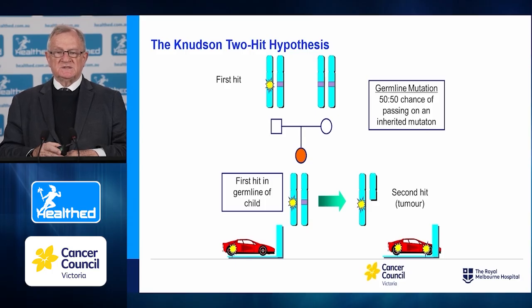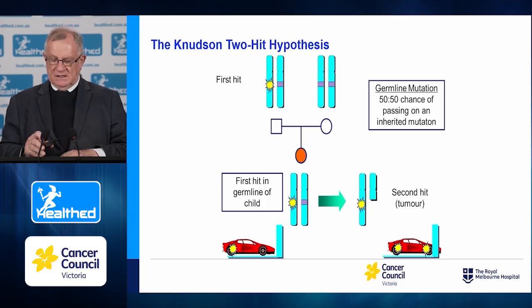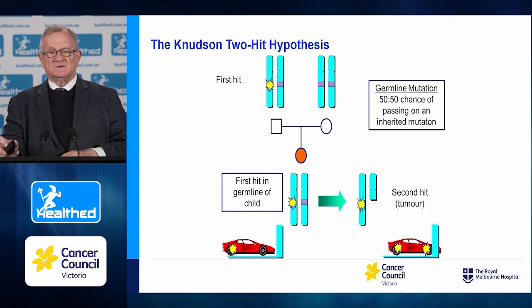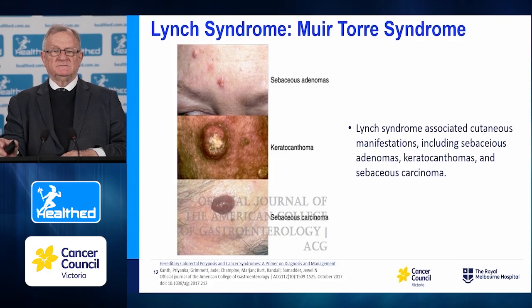This depiction, the second hit, is depicted as a loss of heterozygosity or a deletion of a part or all of that MLH1 gene, incapacitating that allele, which then would lead to total loss of capacity to function of the MLH1 gene in that cancer, and hence the accumulation of mutations leading to the microsatellite unstable cancer. So the Knudson second hit hypothesis is widely applied in cancer genetics.